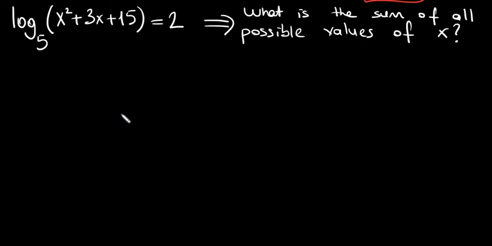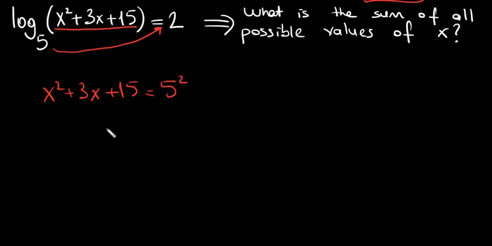Okay, so this is the next example that we're going to do. Once again, you can just pause the video and give it a go. Alright, so we have log base 5 of x squared plus 3x plus 15 is equal to 2. So this expression in the brackets is going to be equal to 5 to the power of 2. So x squared plus 3x plus 15 is equal to 5 to the power of 2, which is 5 times 5, which is 25.